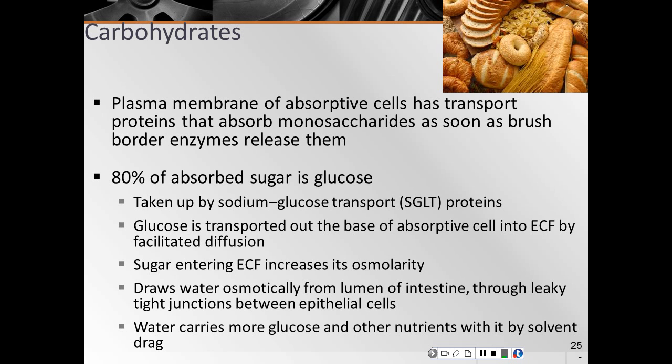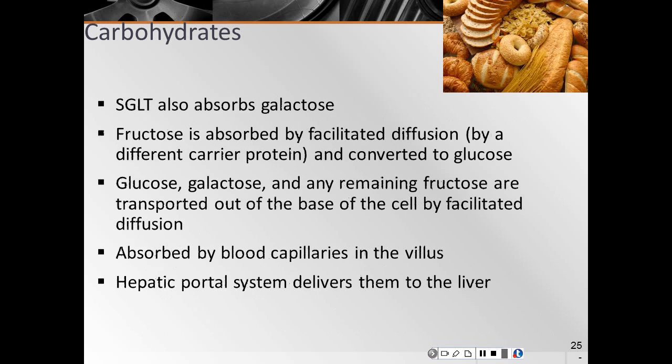Now, sugar entering that extracellular fluid increases its osmolarity, and water is drawn from the lumen of the intestines through the leaky tight junctions. Now, water carries more glucose than other nutrients by solvent drag, as much as 2 or 3 times as much as glucose is carried by the SGLT. Now, the SGLT also absorbs galactose. Fructose, in contrast, is absorbed by facilitated diffusion, usually using a separate carrier that does not depend on sodium.